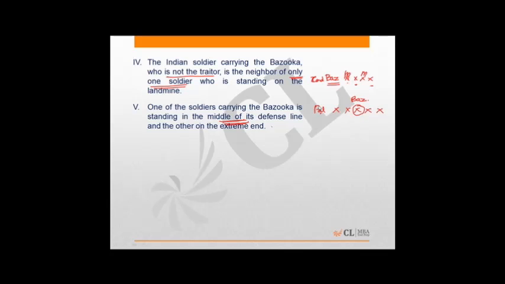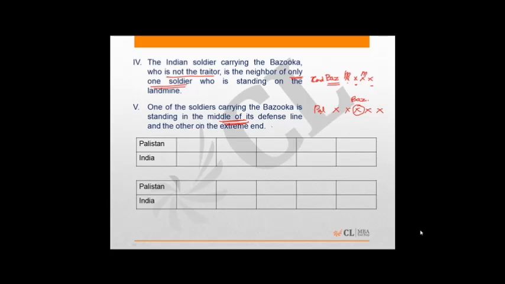So let's do one thing. Let's draw the possible tables that we can have. Okay. So if we look at the possible combinations, we will have these 2 possible combinations. Okay. We'll place traitor over here. We'll place traitor over here. We will place the person, the Indian soldier, on mine and mine. And we'll place the terrorist over here and the terrorist over here and the Indian soldier on mine and mine.